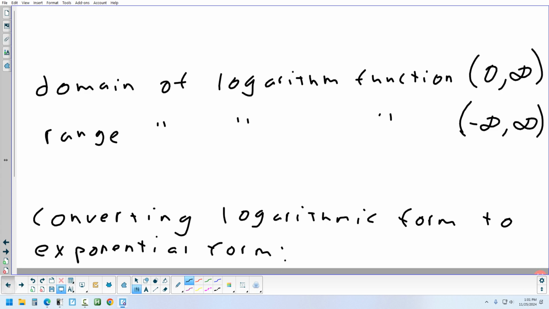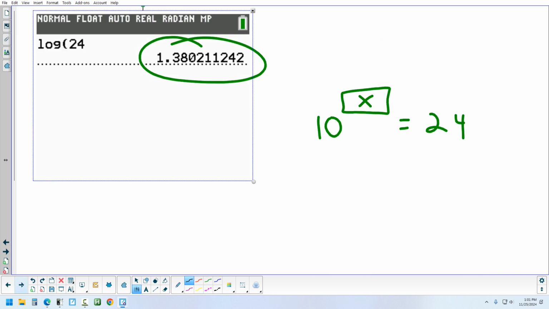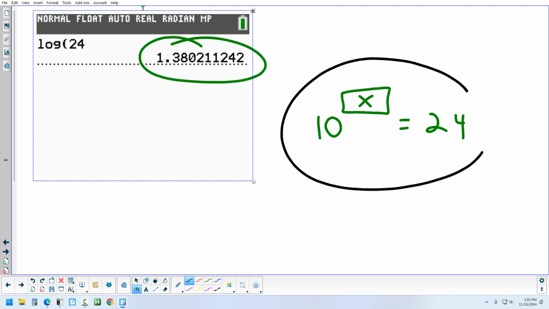So earlier on, I gave you a question, this one. 10 to the x equals 24. And somehow I figured out that x was 1.38. And it's because you did log 10. I changed it. This is what we call exponential form. The reason it's exponential is because it has an exponent. When we write something with the word log, we call that log form. So what we have to learn is how do you change something that's exponential to log, or the other way, log to exponential.